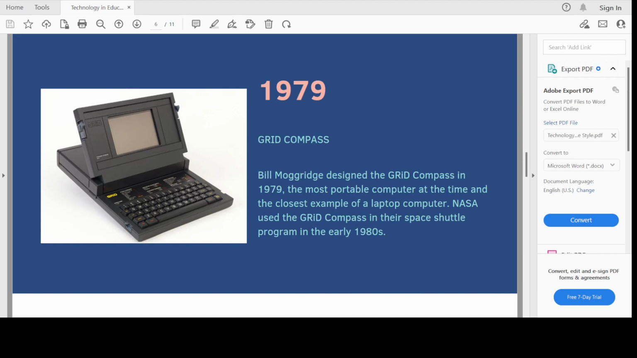1979, the Grid Compass. Bill Moggridge designed the Grid Compass in 1979, the most portable computer at the time and the closest example of a laptop computer. NASA used the Grid Compass in their Space Shuttle program in the early 1980s.